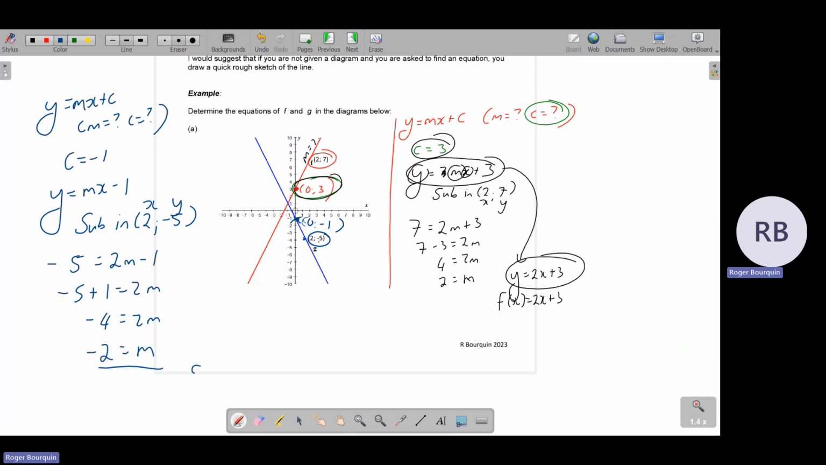So your equation is g of x equals negative 2x minus 1. That's the equation of the blue graph. So always y equals mx plus c. Look for c, and find m by subbing in another point.